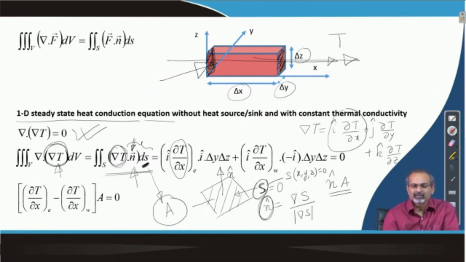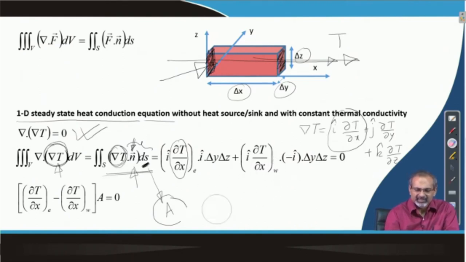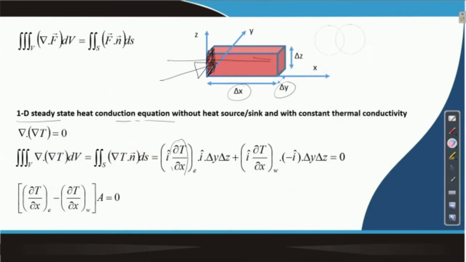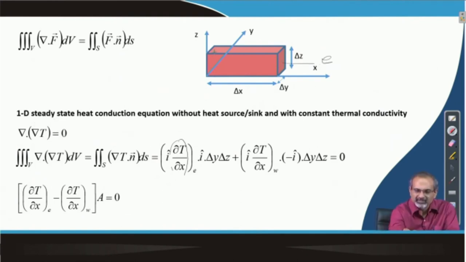There are no fluxes moving through the other surfaces of the control volume. This is something that we have to understand. So, if that is the case, you will have only the east and the west face of the control volume taking part in the flux transfer. So, this is your east face, this is your west face.